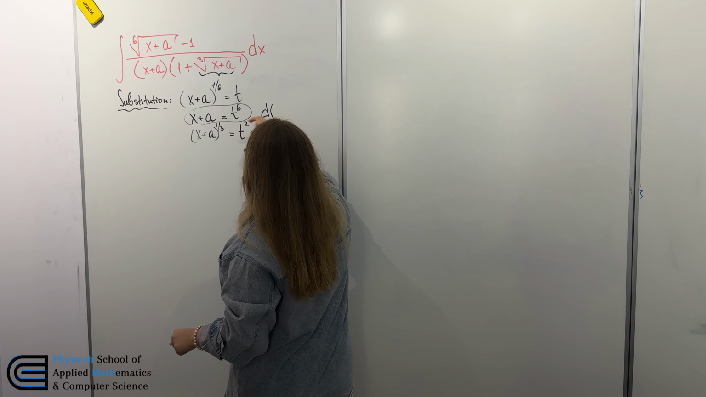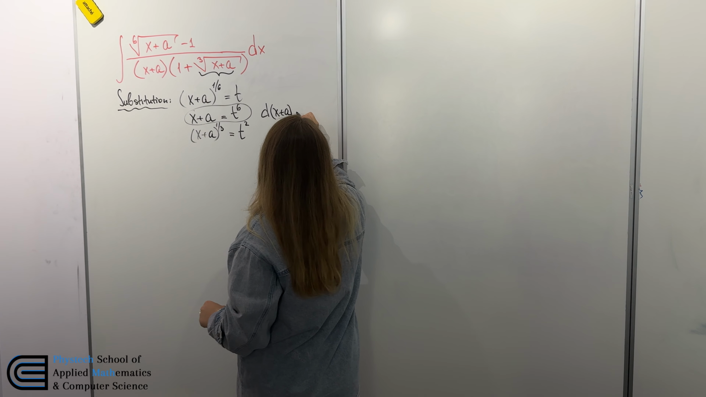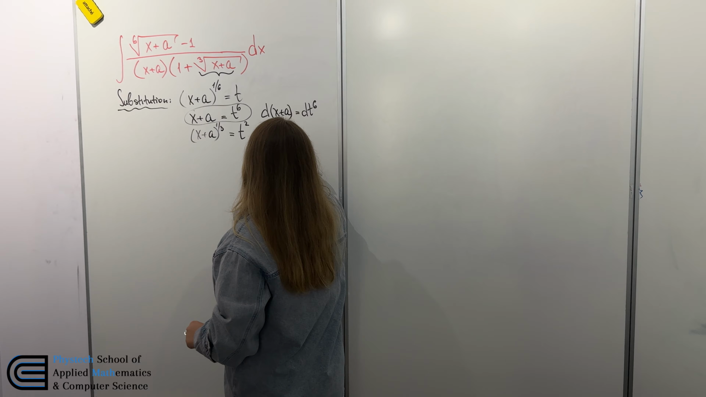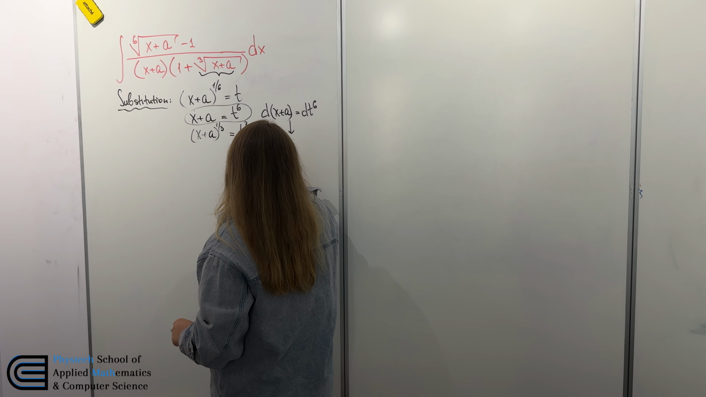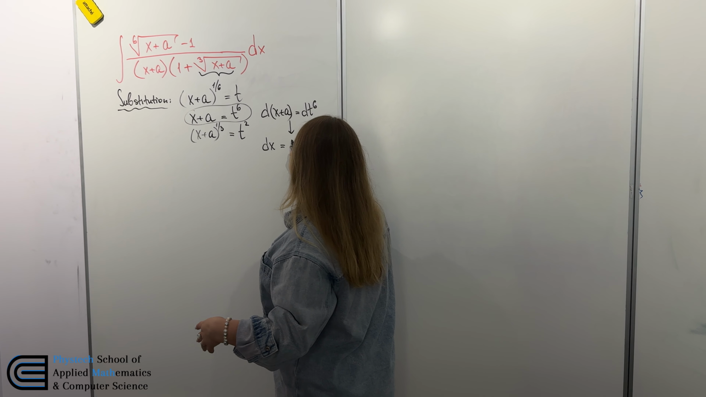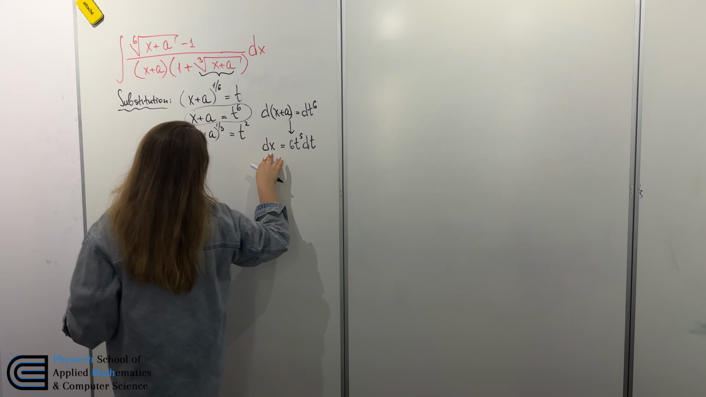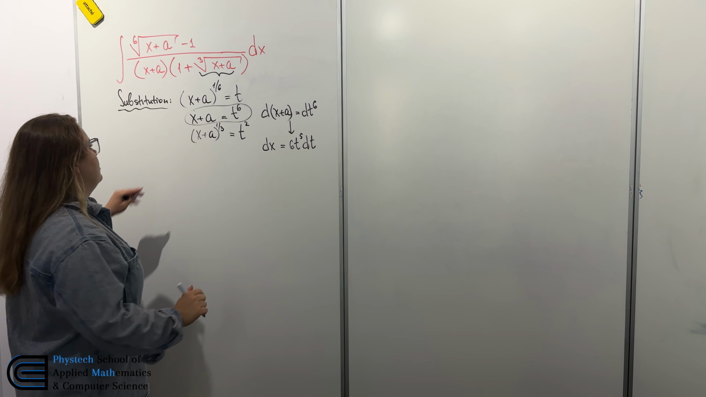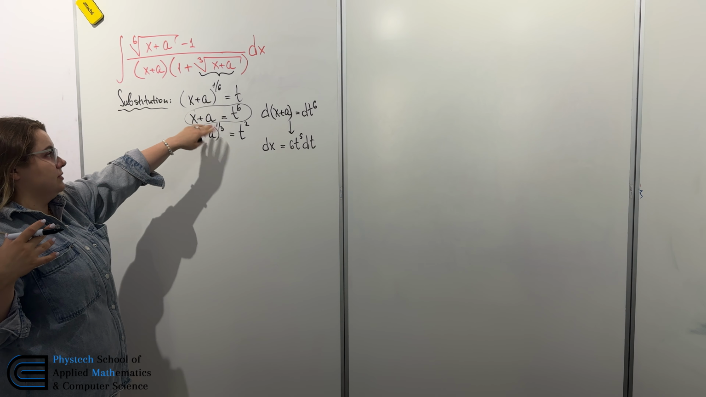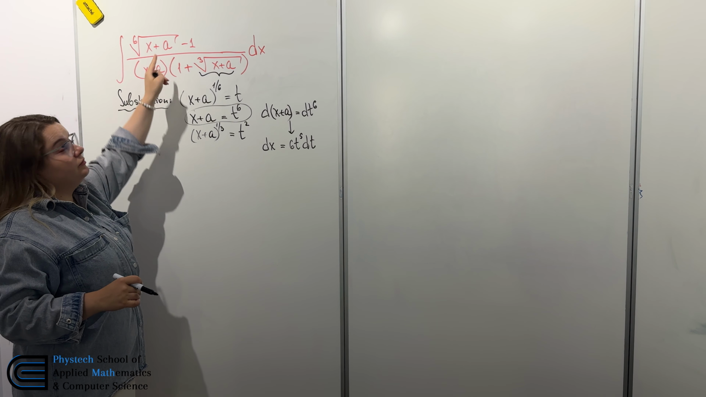So, let's do it. d of x plus a, where a is some number, will be equal to d of t to the power of 6. From here, we obtain that dx equals the derivative of t to the power of 6, which gives us 6t to the power of 5 dt. So we have now dx. We also have, if we needed x, it will be t to the power of 6 minus a, and we have these roots.